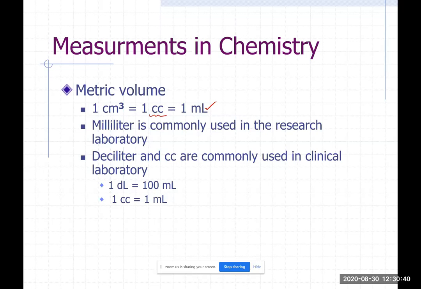Deciliter and cubic centimeter are commonly used in a clinical laboratory. And so lowercase d, uppercase L, that corresponds to a deciliter. 1 deciliter equals 100 mLs. Again, 1 cubic centimeter is equal to 1 mL. They also use in clinical milliliters as well as microliters. And we'll talk about the power of 10 that's associated with microliters. Remember from the previous slide, for milliliters, that power of 10 is 10 to the minus 3. For microliters, the power of 10 is 10 to the minus 6.